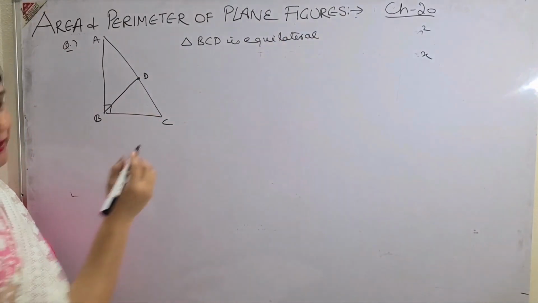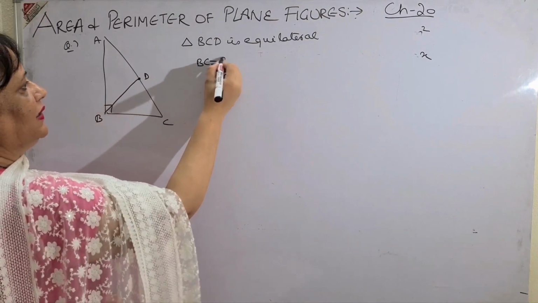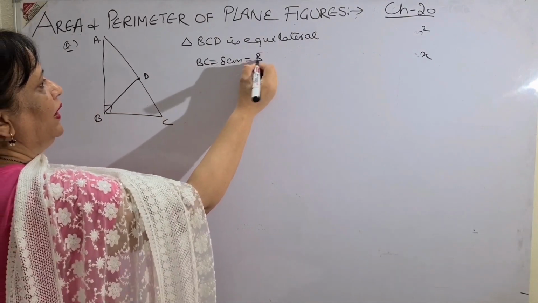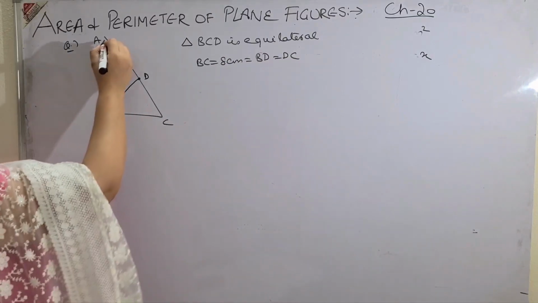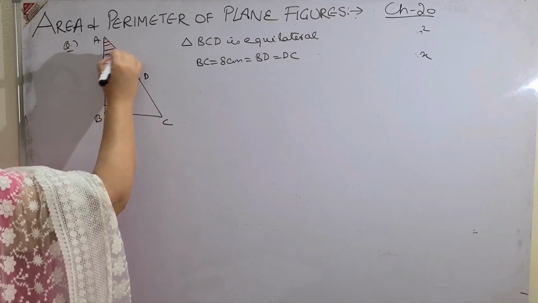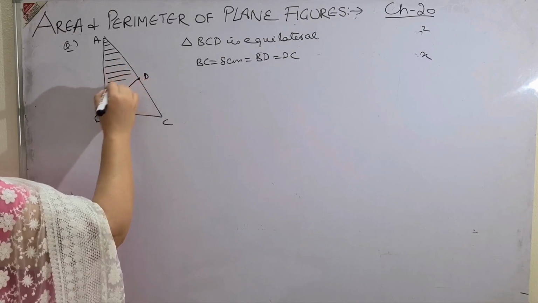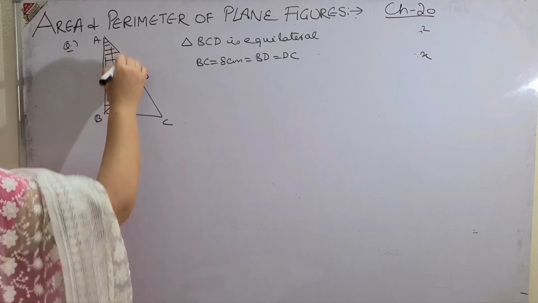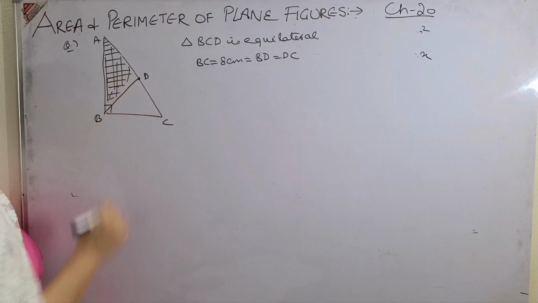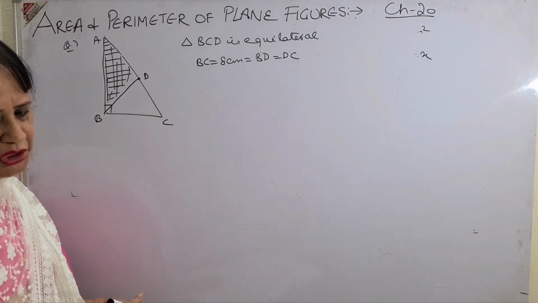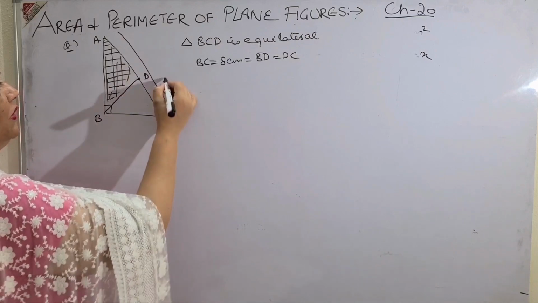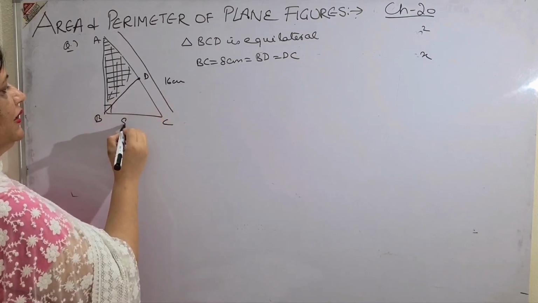They have also given that BC is 8 centimeter. That means BD is equal to DC, all are 8 centimeter. Again, it has been given that some of the portion is shaded. Shaded means they have put lines on it. Now the question is to find the area of the shaded portion if AC is given to be 16 centimeter and BC is 8 centimeter.